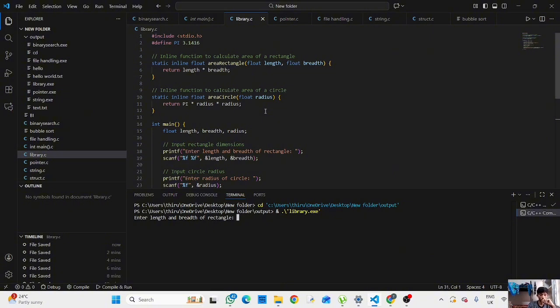At the end of the program, the area of the rectangle is 16 and the area of the circle is 13.